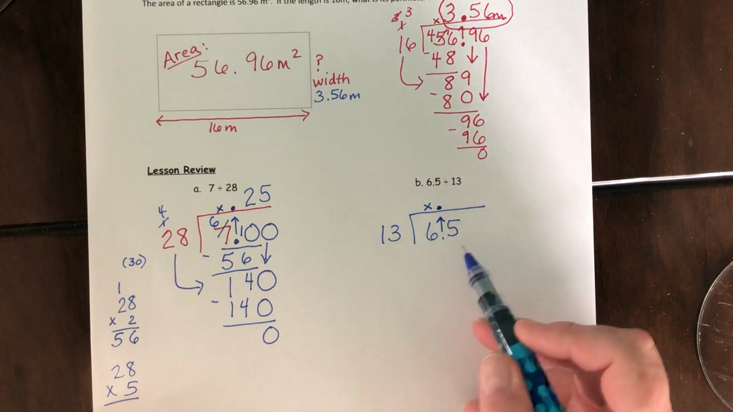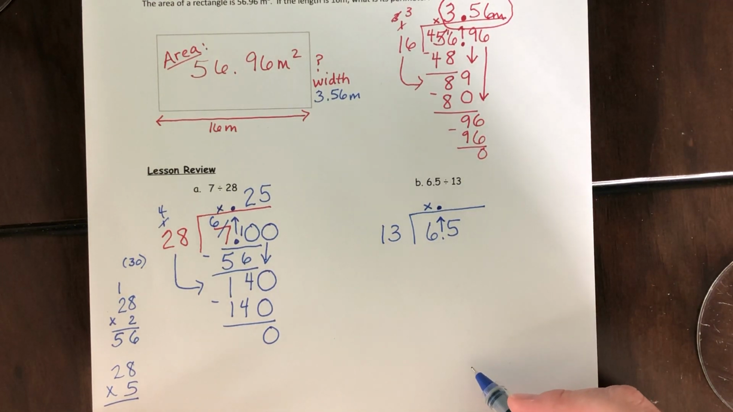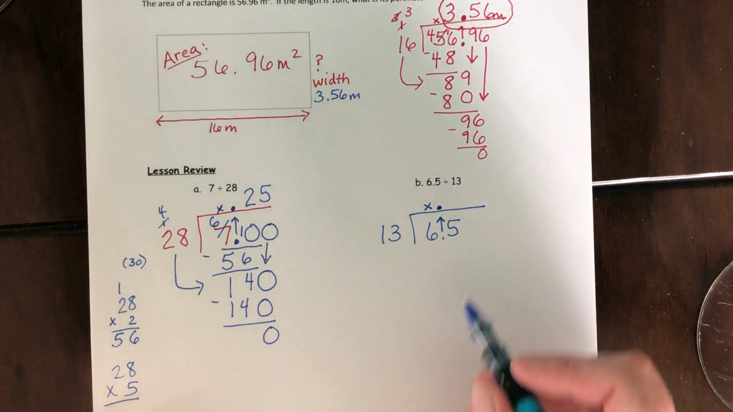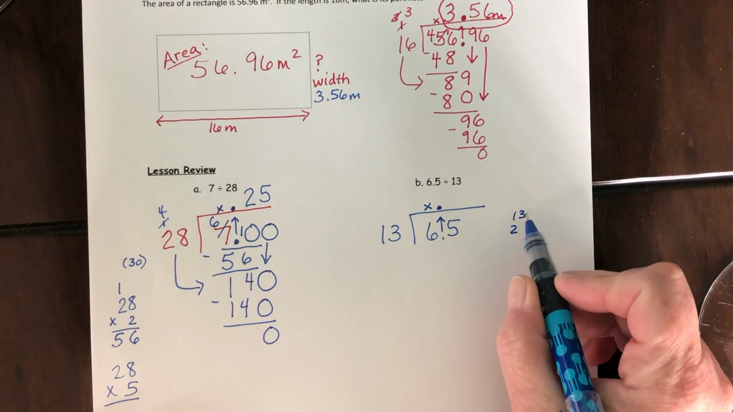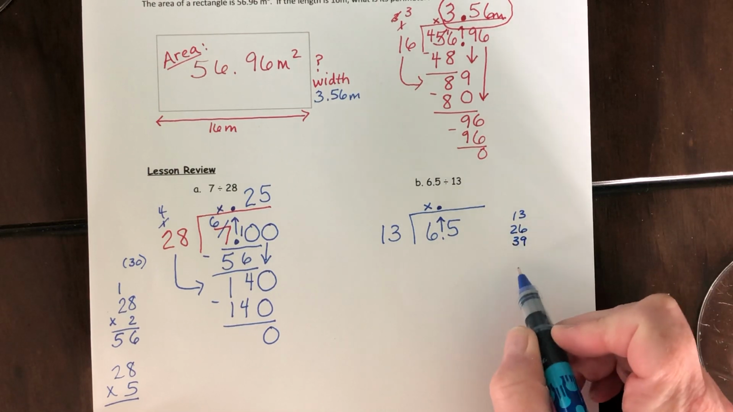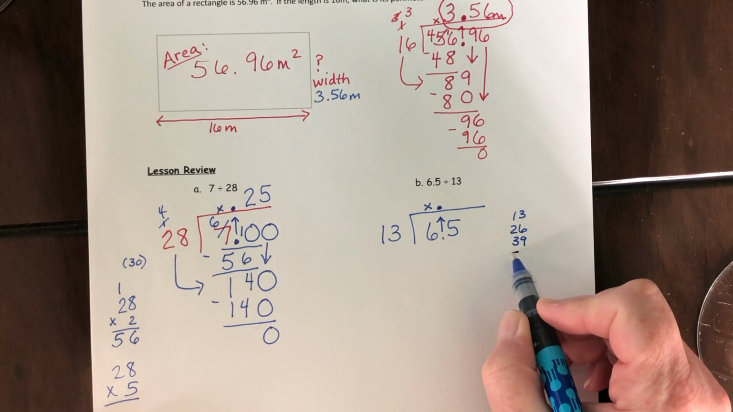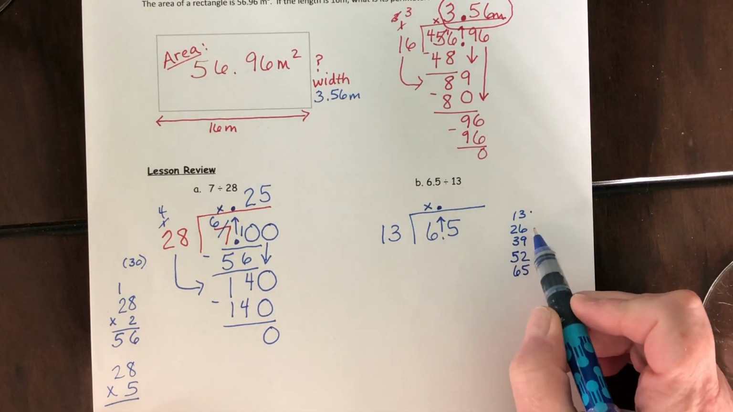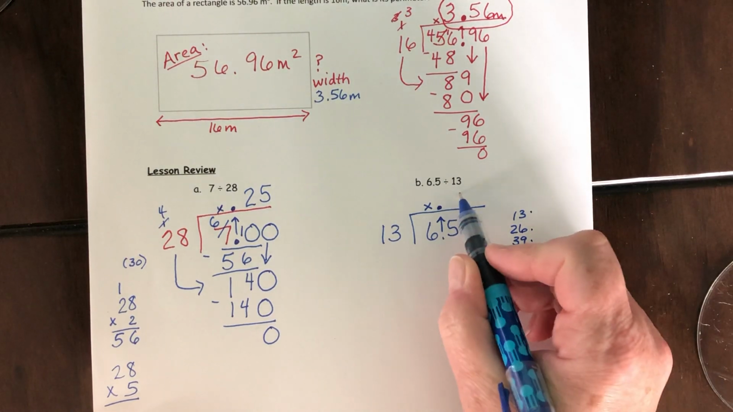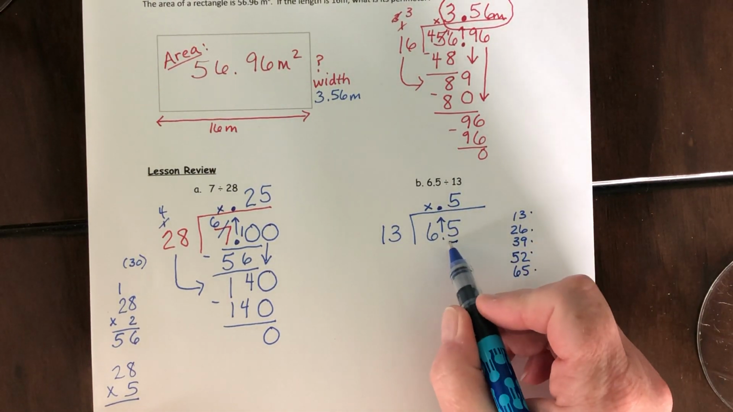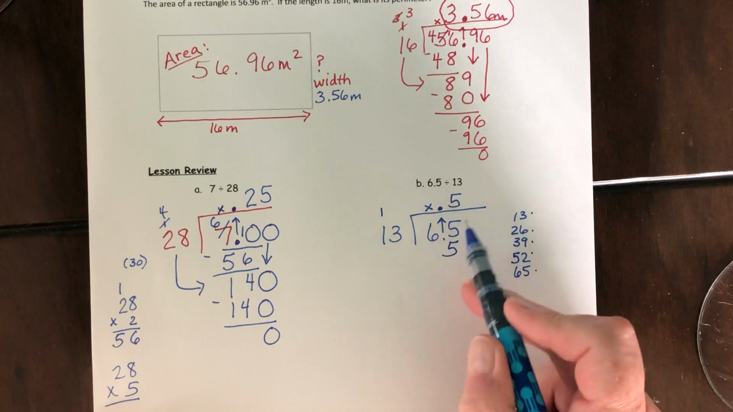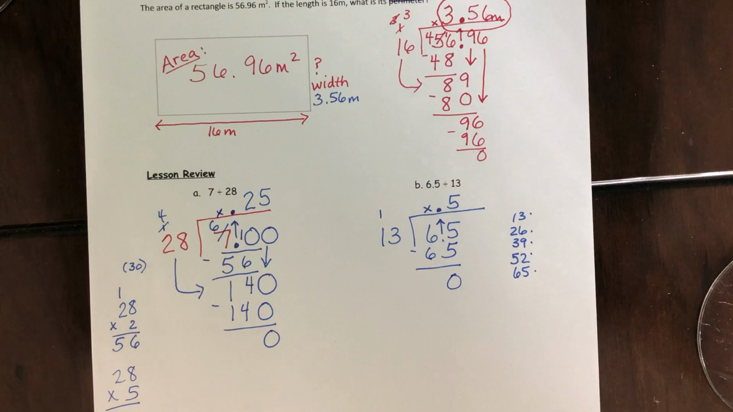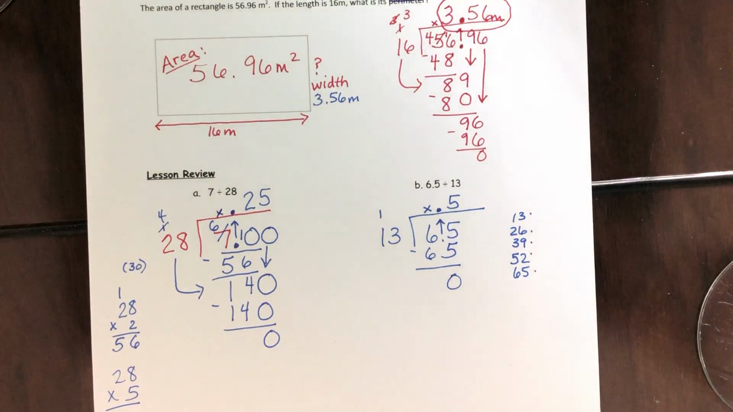And now I'm just trying to figure out how many times 13 goes into 65. Again, you can do a skip counting list and do groups of 13, 26, 39, 52, and then 65. Well, that's what I'm looking for. 1, 2, 3, 4, 5. 5 times 3 is 15 with a 1 carryover. 5 times 1 is 5, plus the 1 I carried is 6. So the answer to this one is 5 tenths.